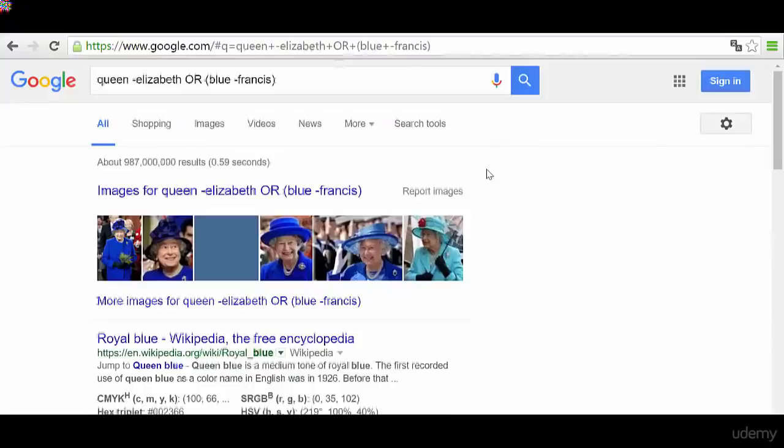And if we did minus Clinton, Clinton, Florida, what would happen now? Oh, there are no results. That's because we excluded Clinton. So it works fine. We can also stack multiple NOT operators.